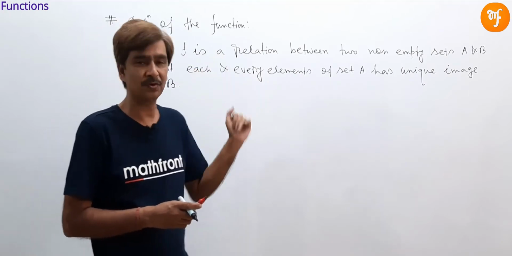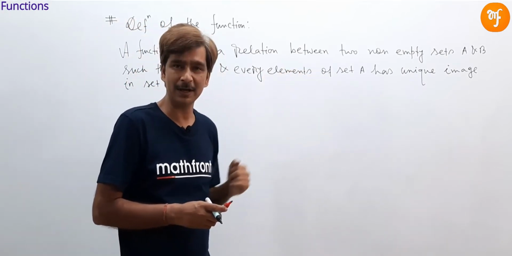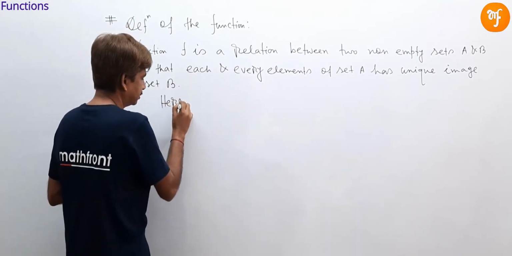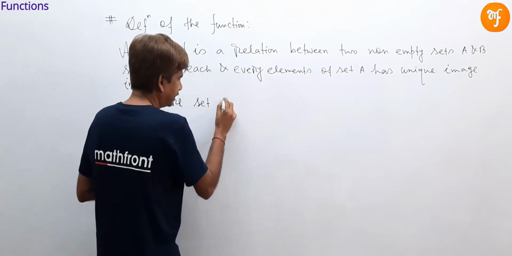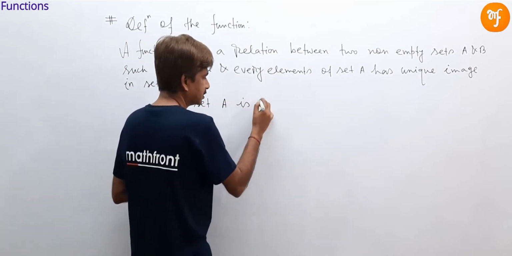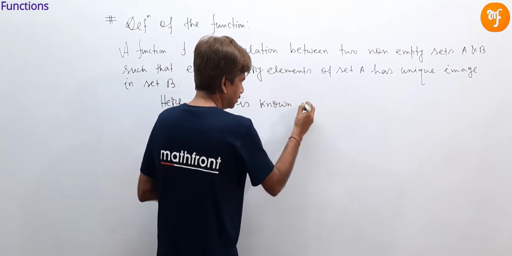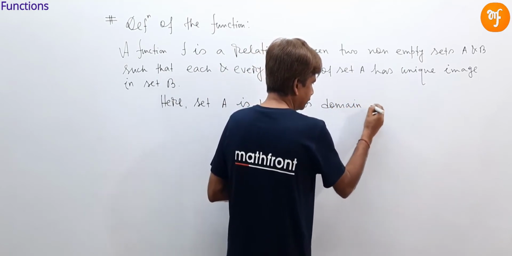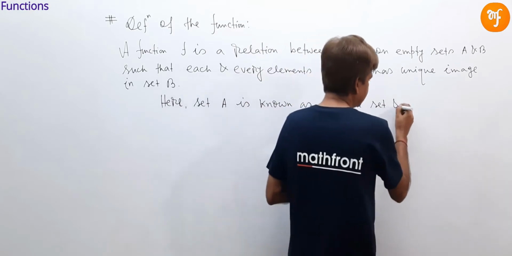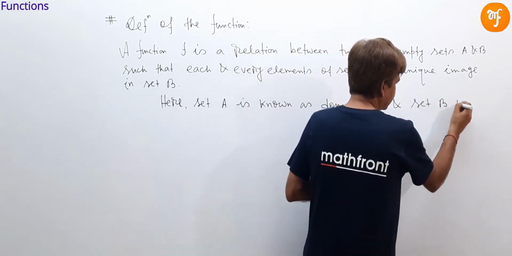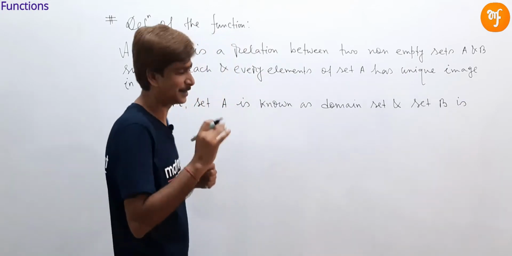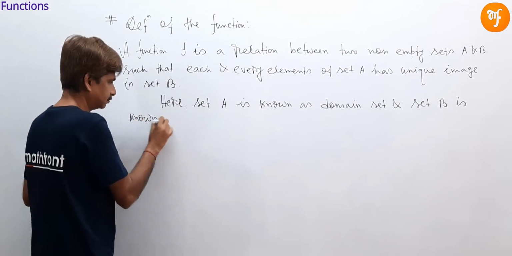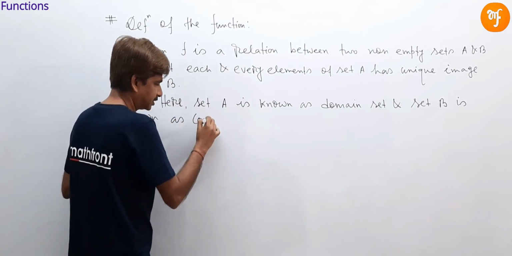Here set A is known as domain set and set B is known as codomain set. Okay, so write down here: set A is known as domain set and set B is known as codomain set.